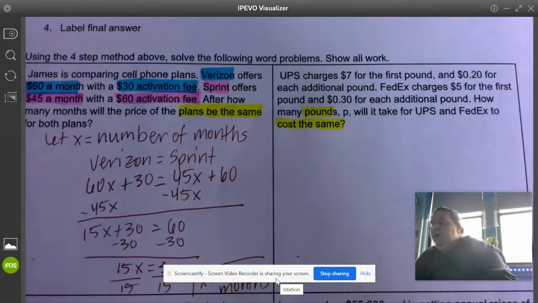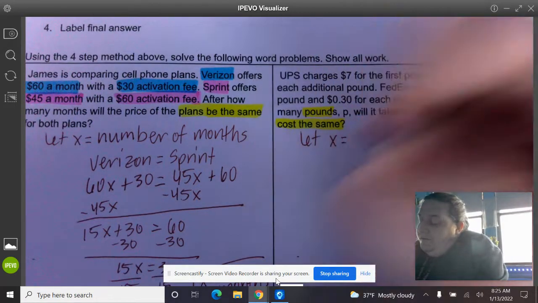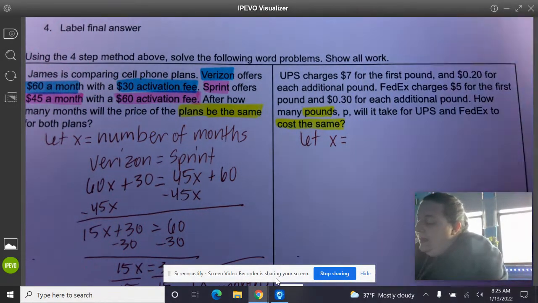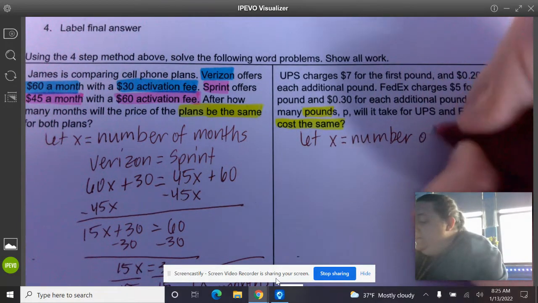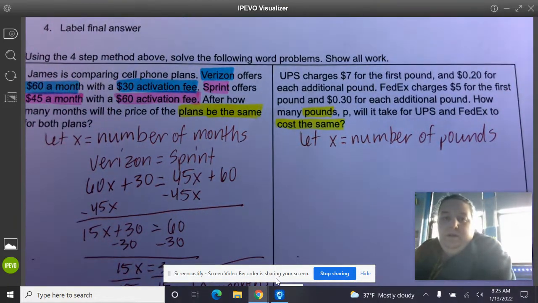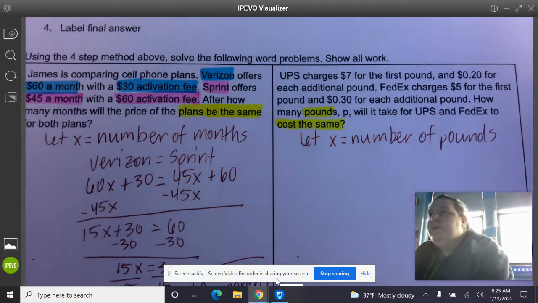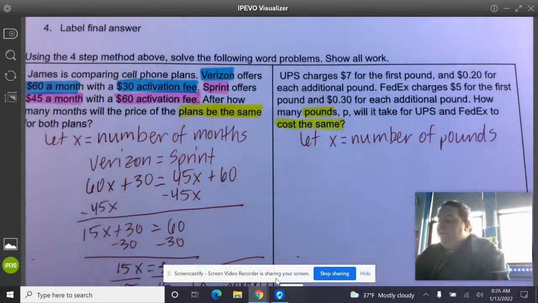So they gave us the letter P. I'm still going to use X because I just prefer that. So let X equal number of pounds. You also need to be specific here. If you just write pounds, what does that mean? X equals pounds. It needs to be specific, number of pounds, amount of whatever. So I don't want to just see months or pounds. It should say number of, amount of, whatever makes sense for your problem.